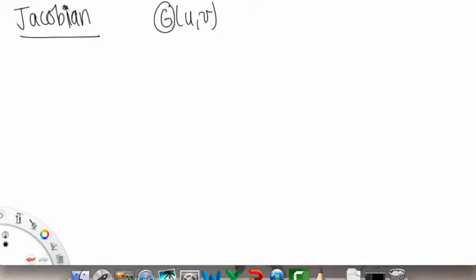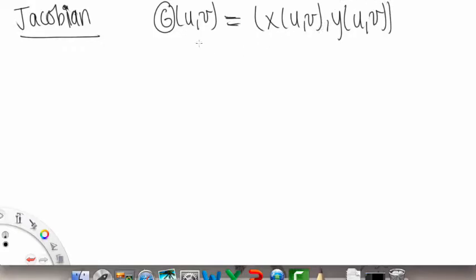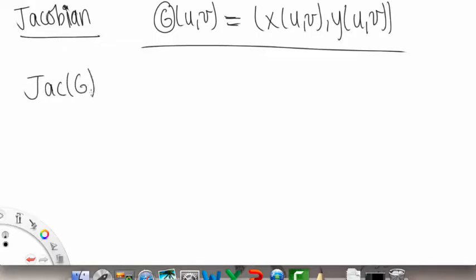This is the function which maps uv points. It sends them into the xy plane. So then we have our x and y over here, which are both functions of u and v. So this is our equation. And from here, to calculate the Jacobian, this is the formula. This is the process you would follow.